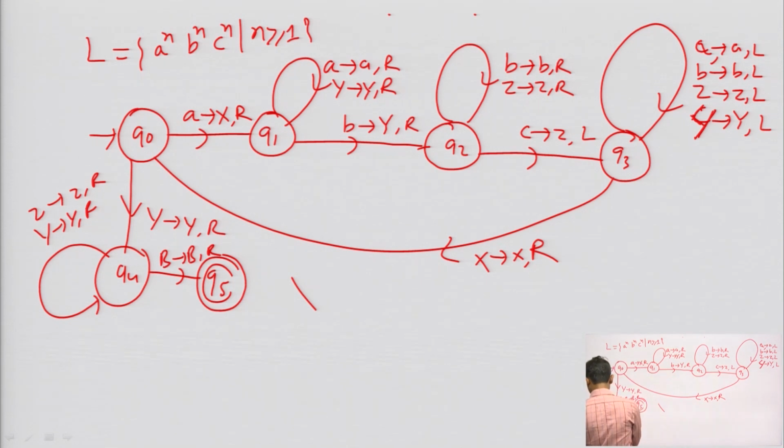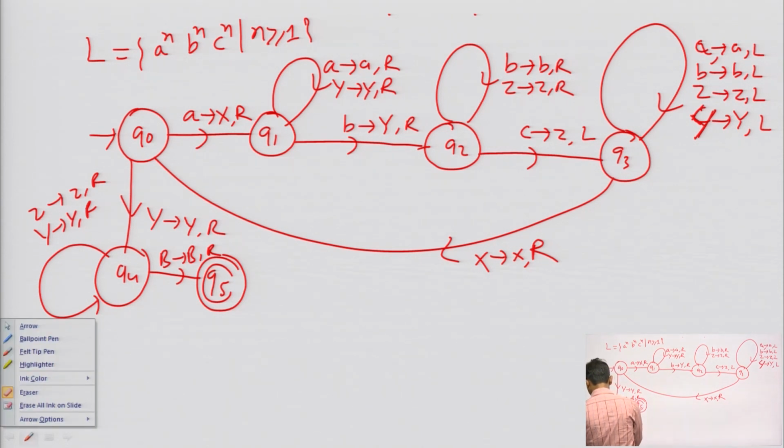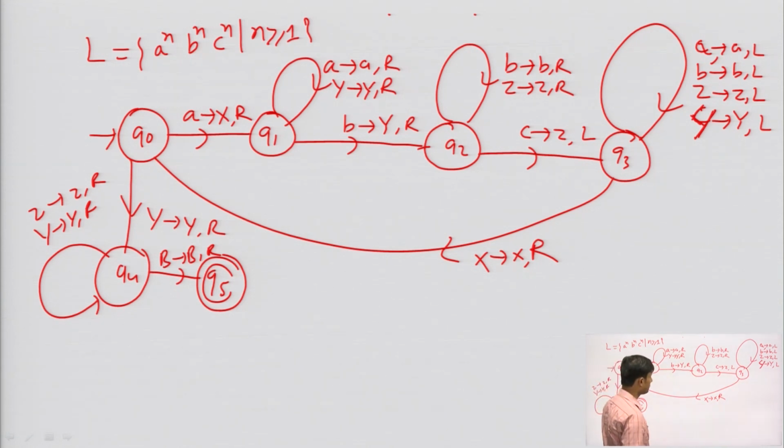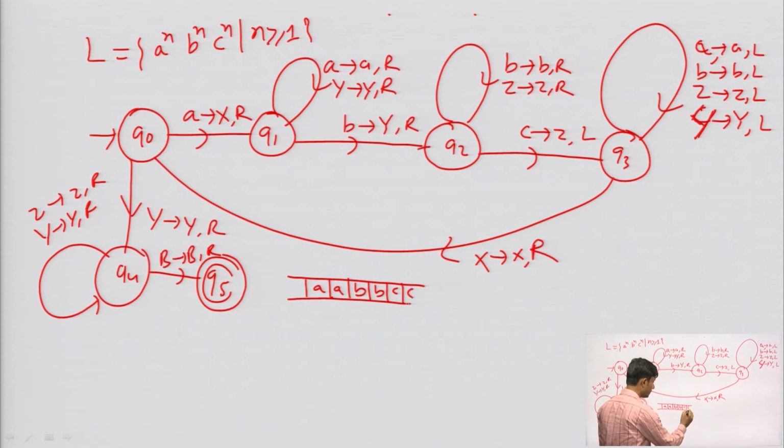So we will check how this is accepted by the linear bound automata. We have designed this Turing machine, then we have to prove how this is a linear bound automata. Suppose we take a string 2a, 2b, 2c. In the tape we have 2a, 2b, 2c. So what will be there? Your tape is bound now. You cannot move beyond here. This is fixed and this is fixed.